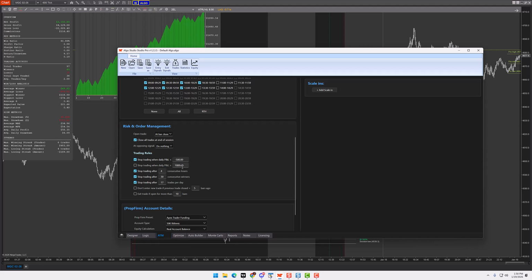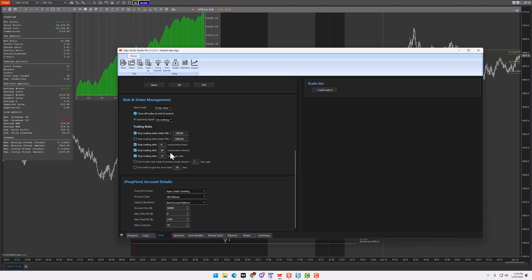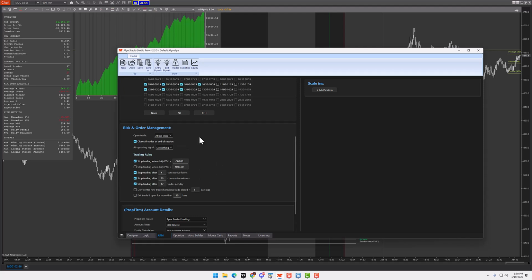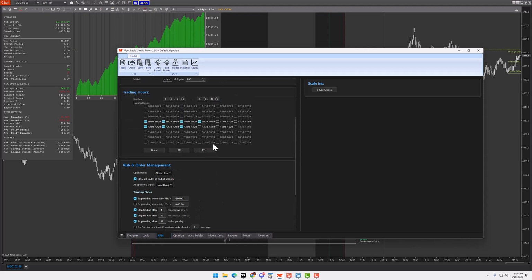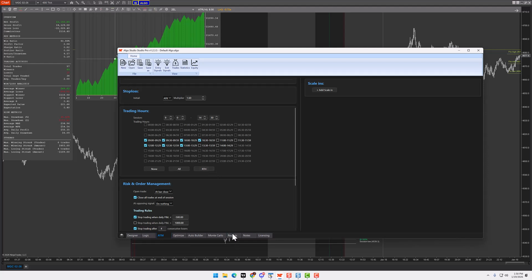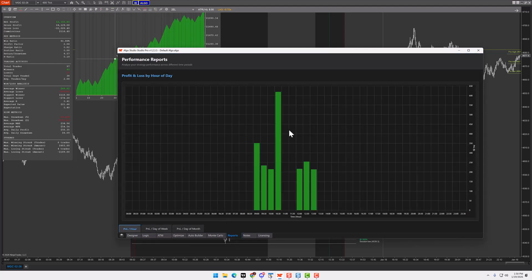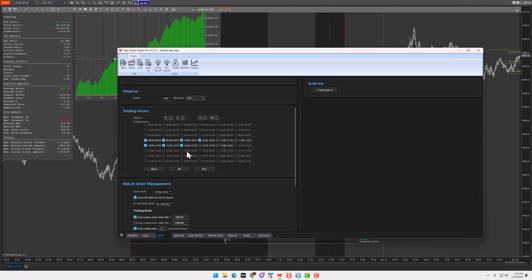Here are all the order management rules here. I guess we don't have to worry about it. Stop trading if it's over 1,000. Yeah, it's going to stop after 4 consecutive losers, right? So all the rules come over, trading hours come over. So now we've improved it a bit. Now I might come back to reports and I've got nothing but green. Again, I can't do that now in ASB, but I can do it over here.